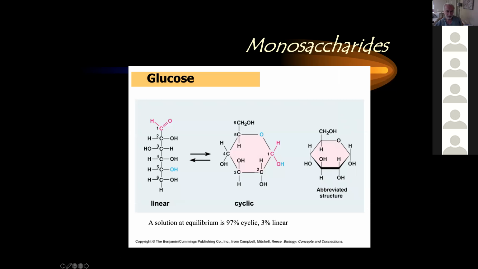Most sugars have more than one form. In the case of glucose, it can be either a linear molecule, which you see here, a 6-carbon linear molecule, or it can be cyclic, as you see here. In solution, these two forms are at equilibrium. So they're constantly switching back and forth between the two forms in solution. And the equilibrium is highly biased toward the cyclic form. 97% cyclic, 3% linear.